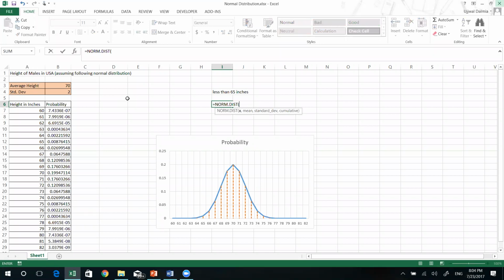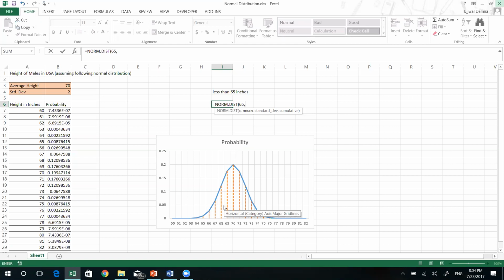Okay. Norm.dist takes 4 arguments. The first argument is the limit till which you want to find out the probability. In this case, I want to find out the probability till 65. So the limit over here is 65. That's going to be the first argument, 65. The second argument is the average or mean for that particular variable.